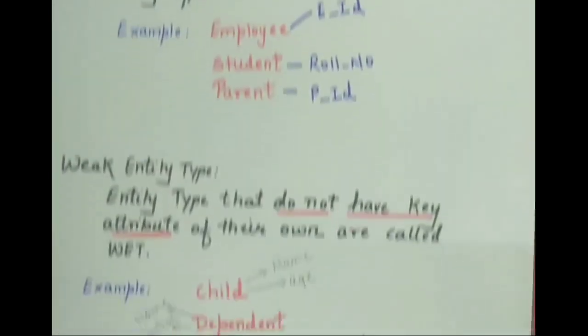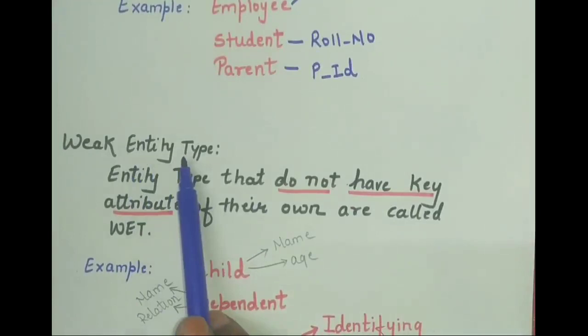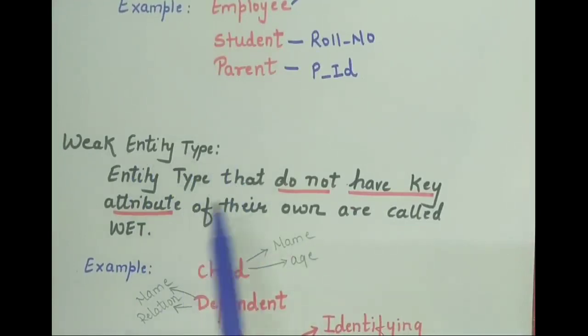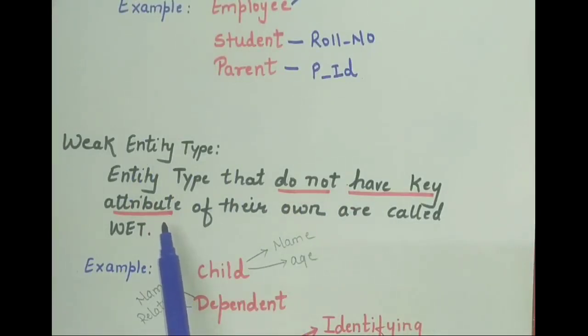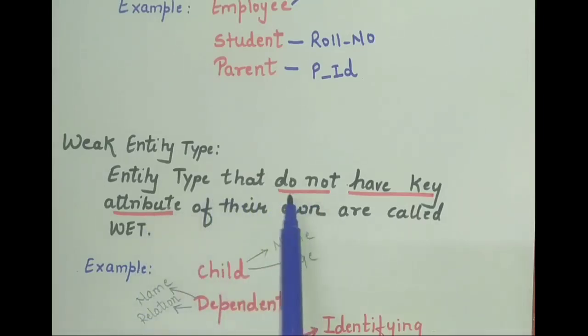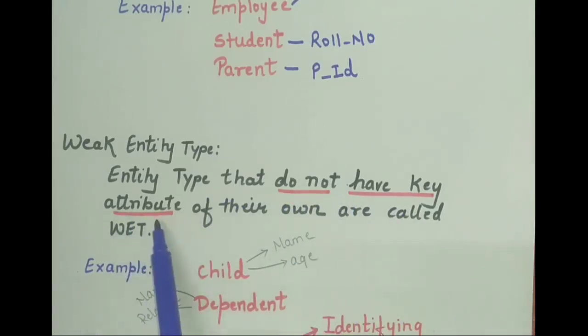Next is nothing but weak entity type. You can see weak entity type here. A weak entity type does not have a key attribute of its own. That means here there is no attribute which is uniquely identifying a record in your table. Such an entity type is said to be a weak entity type. Okay, that does not have a key attribute in its table, that entity is said to be the weak entity type. Here the example I have taken is child and dependent.